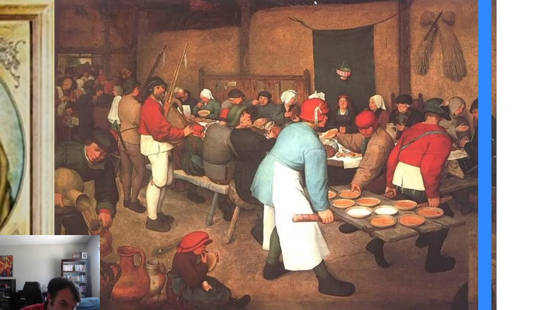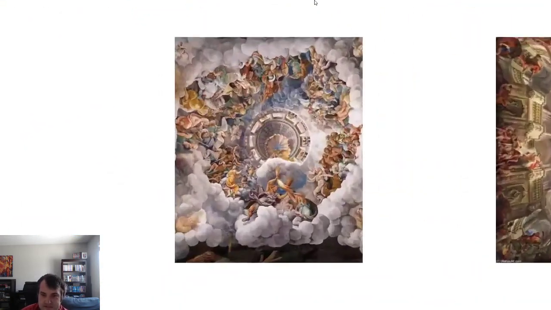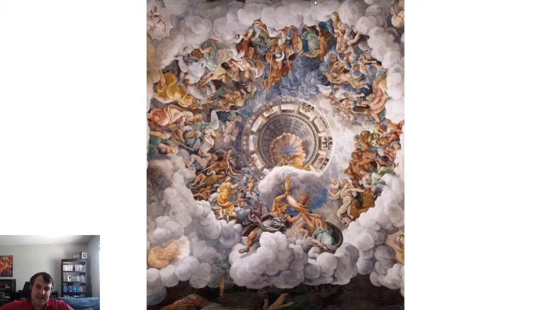And then, yeah, here's another picture, which is just realism. This one has nothing to do with Christianity. It's just some people hanging out in a cafe or something way back 500 years ago. All right, let's do some more art here. So this one definitely has that 3D aspect where you're drawn up all the way into heaven.